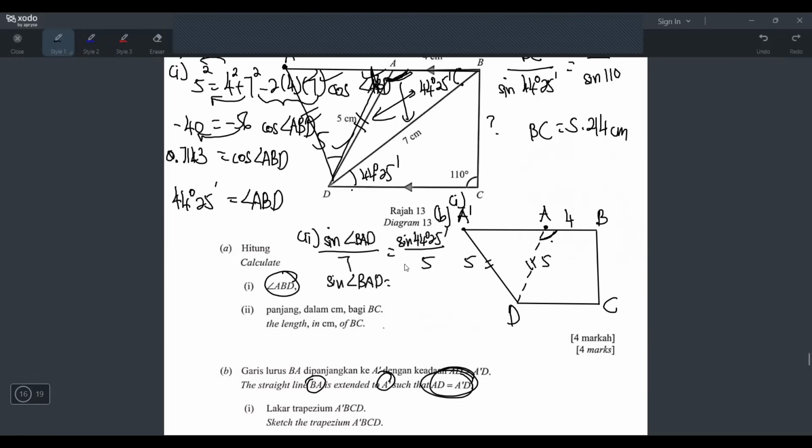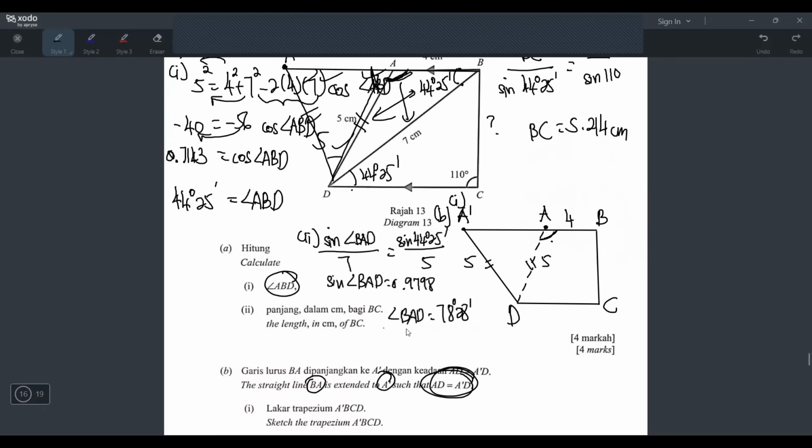So let's press sine 44 degrees 25 minutes, and then divide by 5 times 7. Okay, my calculator gives me 0.9798. 0.9798. And now you can find your BAD, just press shift sine answer. Right. Okay, my calculator gives me 78 degrees 28 minutes. 78 degrees 28 minutes. It means the angle BAD here is 78 degrees 28 minutes, right?